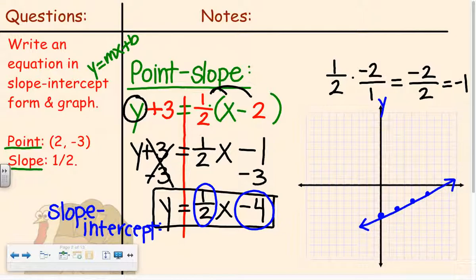If I want to check whether my answer is right, let's go back and look at what we were given. I was given a slope of 1/2, which was my slope. And I was given a point of (2, -3). Let's see if my line goes through the point (2, -3). Over 2, down 3. Yes, my line goes through that green dot, which is the coordinate point (2, -3). So I should have done it right.